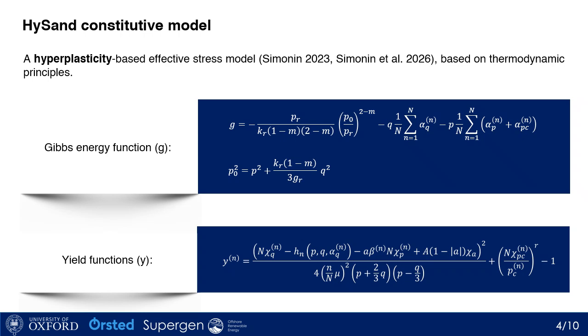For example, for the Gibbs energy function, the energy function consists of three main parts. The first part is related to nonlinear elasticity. The second part is related to plastic strain, and the last part is related to consolidation mechanism.